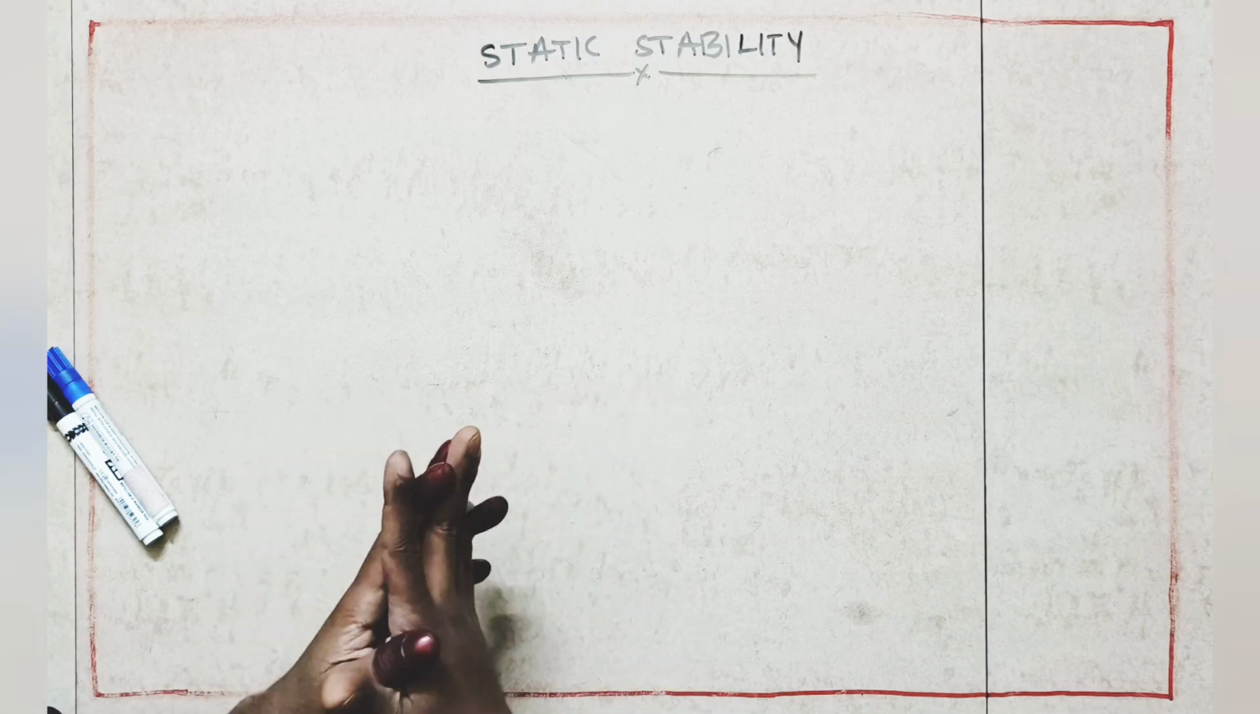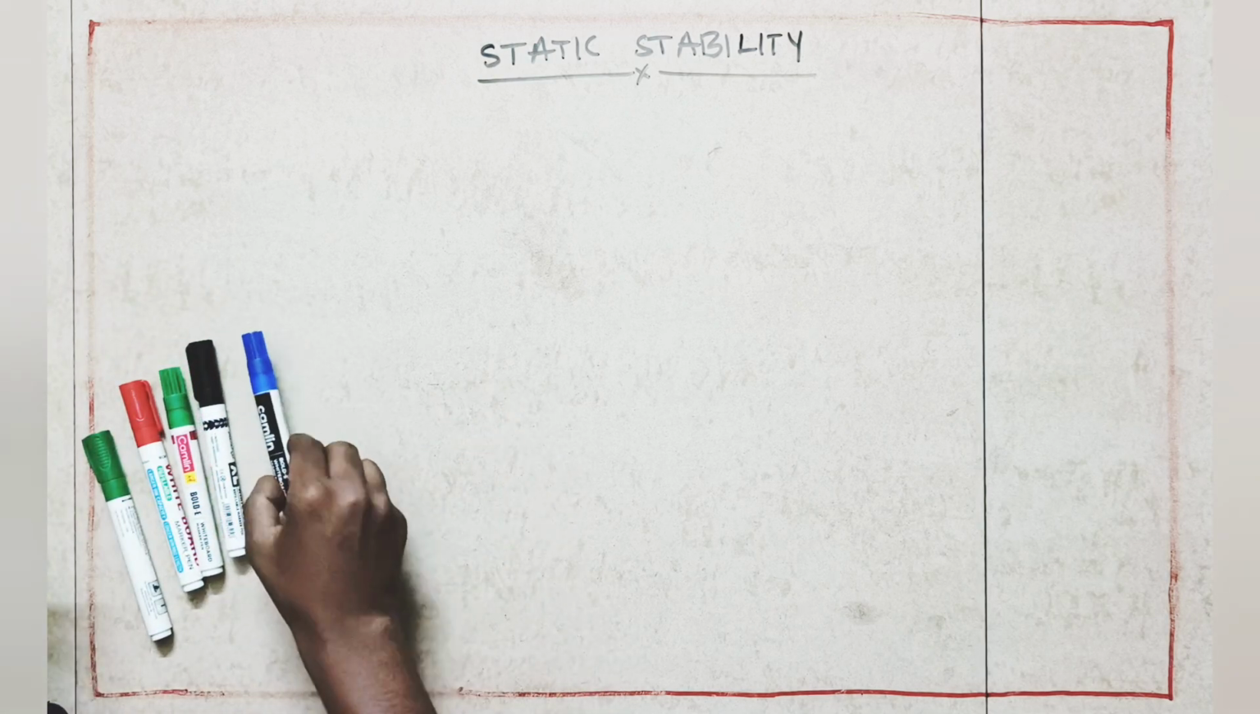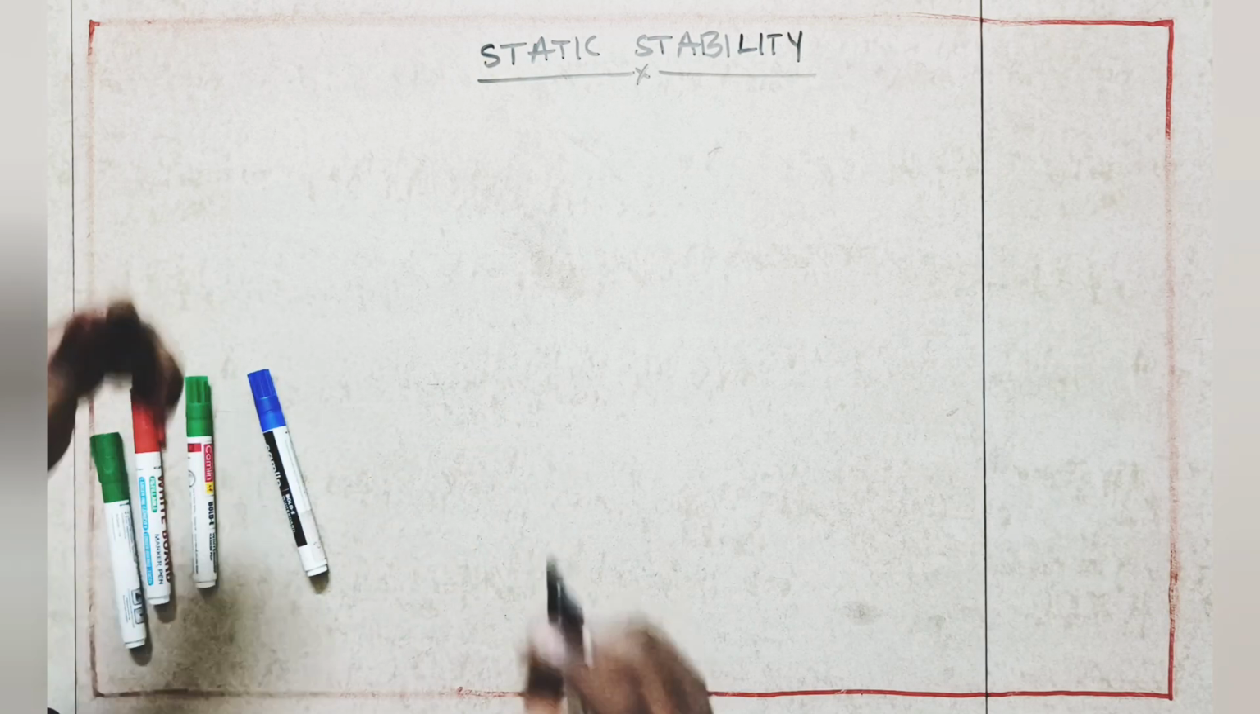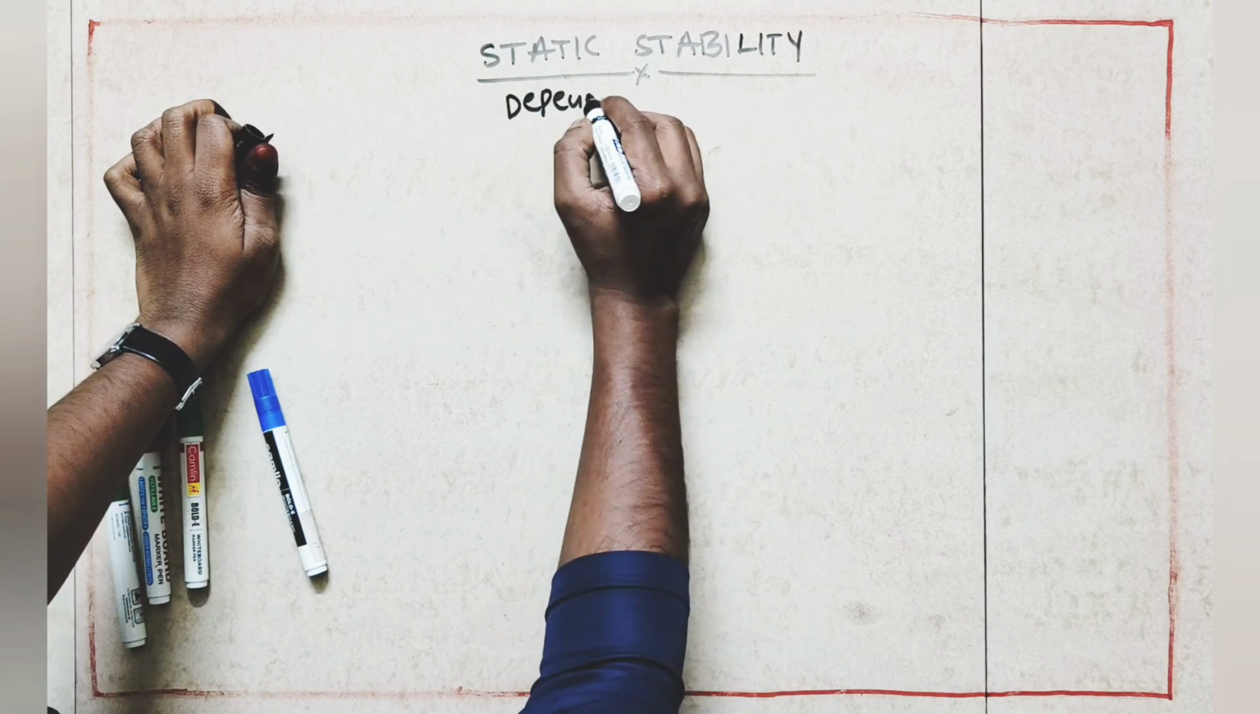This is a very important topic: static stability of the shoulder joint. Simply, we can say that static stability of the shoulder joint is in the dependent arm.